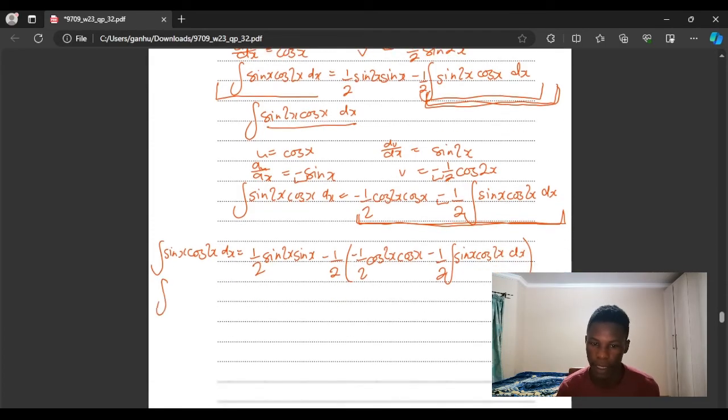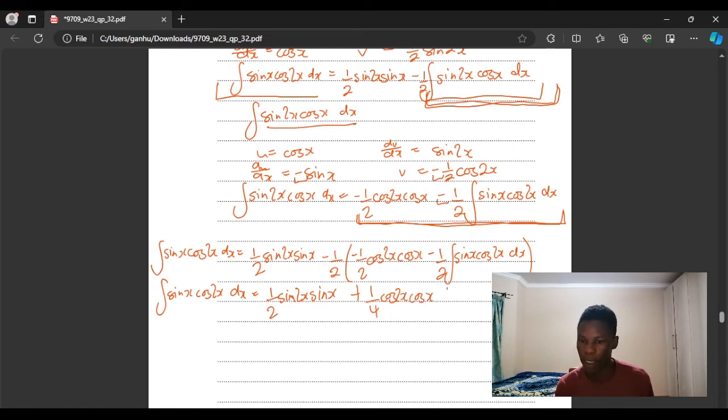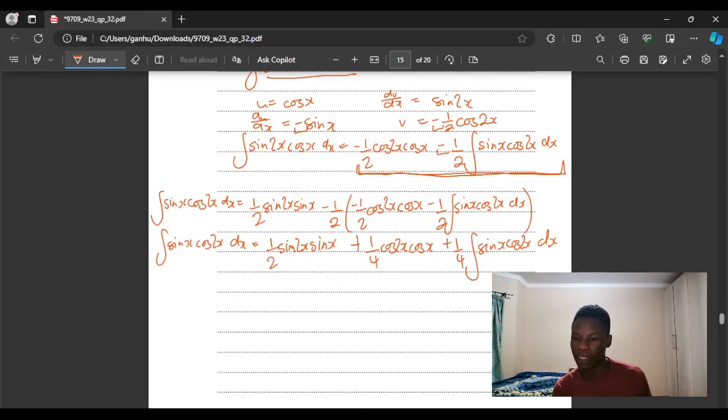And let's expand that out. So that's the integral of sine x cos 2x dx is equal to 1 over 2 sine 2x sine x plus, minus half times minus half gives us a quarter, that's cos 2x cos x plus a quarter, the integral of sine x cos 2x. If you're not careful, you keep going around in circles. But what I want you to notice is that this is exactly the same as what you have on the left hand side, so we can actually group like terms.